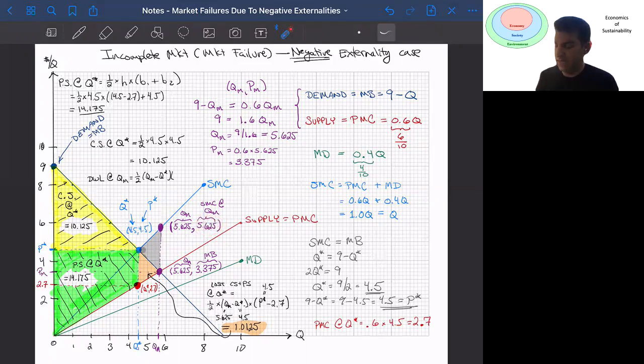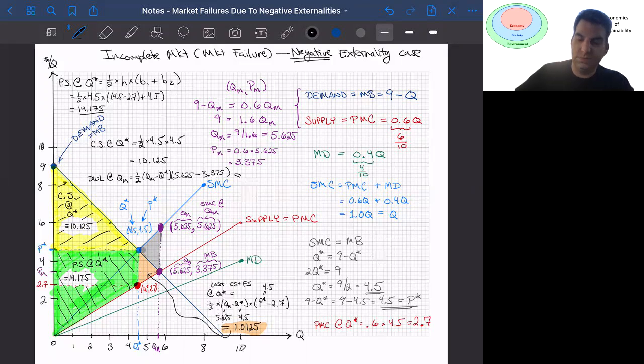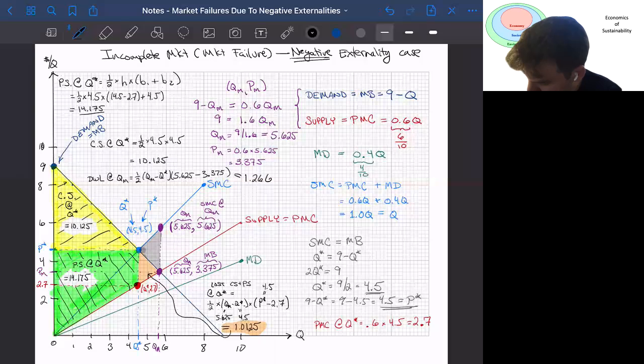That's the social marginal cost. And then we know that down here, that is 3.375. That's the marginal benefit there. So I can put those things in, 5.625 minus 3.375. And then that deadweight loss, if I calculate all that out, I've got 0.5 times the quantity, 5.625 minus 4.5 as before, times 5.625 minus 3.375, and that's equal to 1.266, and I'm just going to round here. And so that there is the deadweight loss.